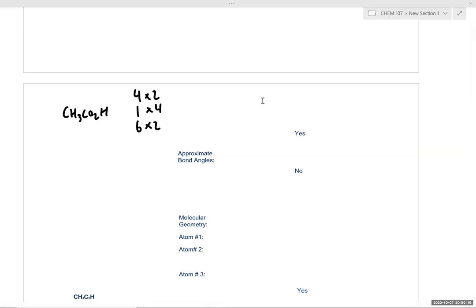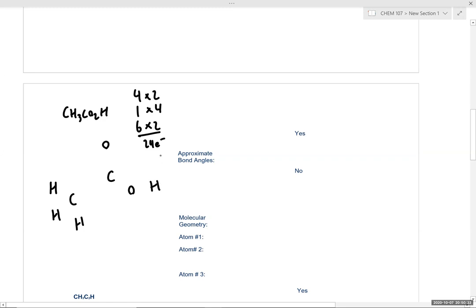So adding up our total, that gives us 24 electrons. We're going to put our 2 carbons as the central atoms, and we're going to surround our carbons with our remaining atoms. Then we'll form 1 bond each.